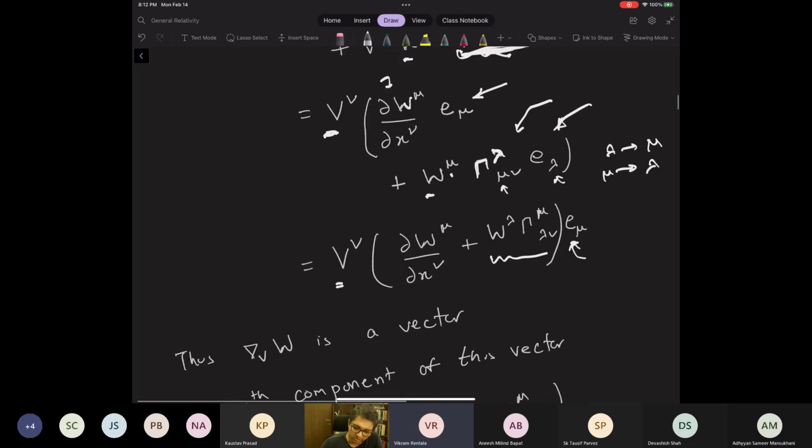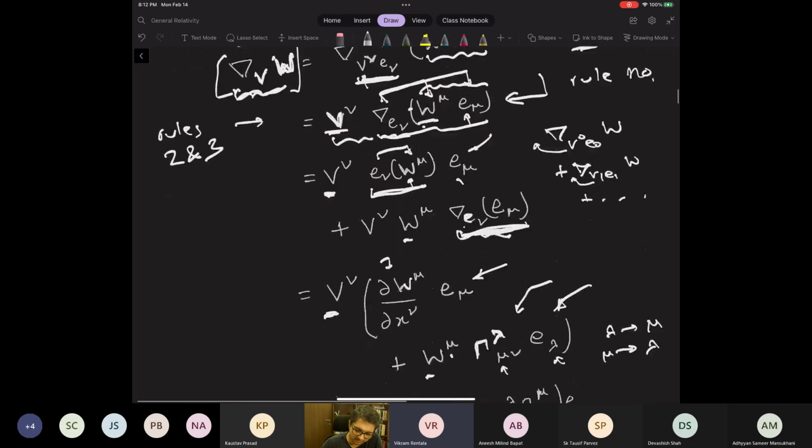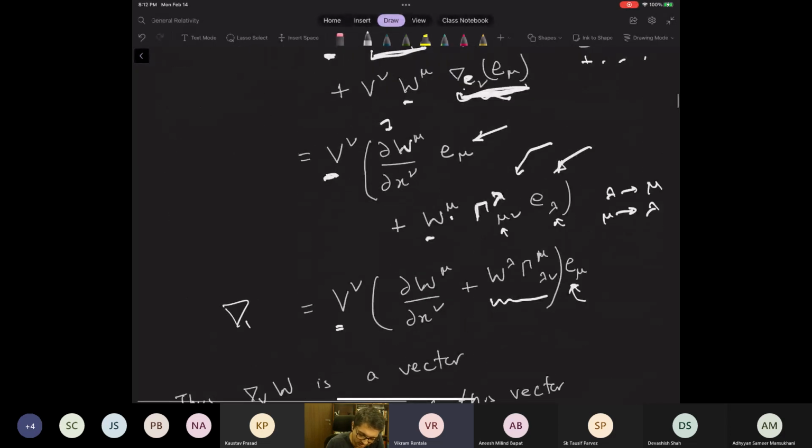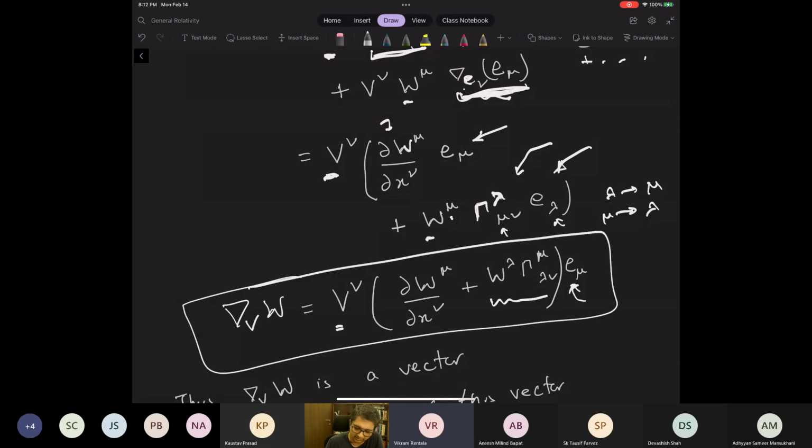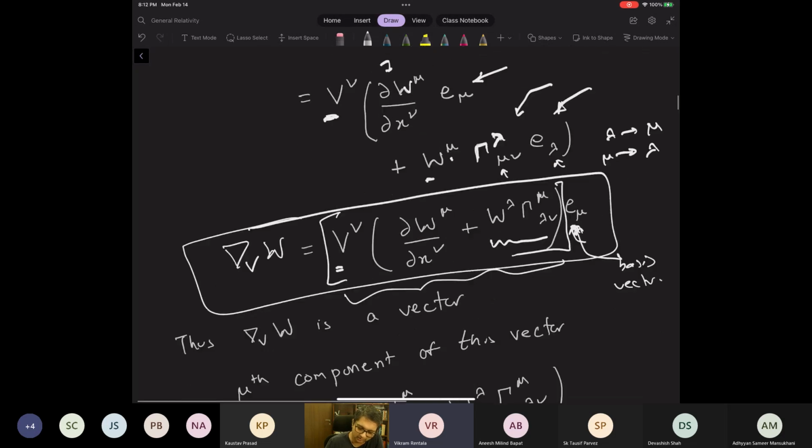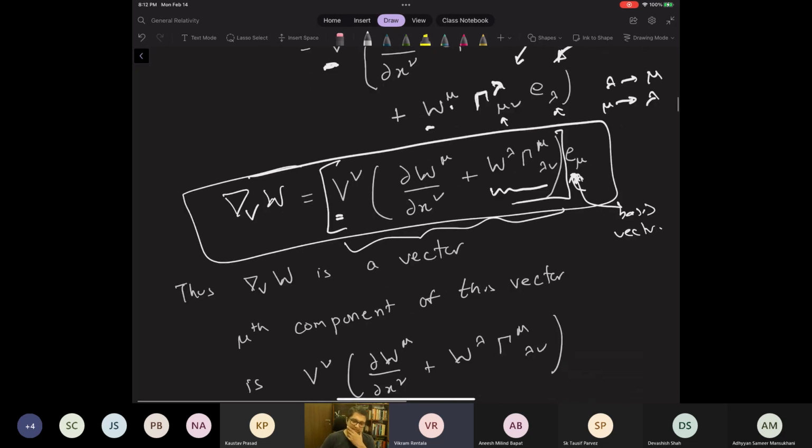So again, what you get is this derivative of W along the V direction is this. This is a vector. The result is a vector. These are the vector coefficients in here, and these are the basis vectors. So this defines for me a vector, and this is the muth component of the vector.